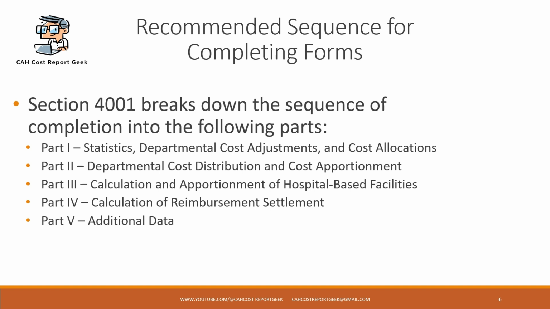Part 1, Statistics, Departmental Cost Adjustments, and Cost Allocations. Part 2, Departmental Cost Distribution and Cost Apportionment. Part 3, Calculation and Apportionment of Hospital-Based Facilities. Part 4, Calculation of Reimbursement Settlement. And Part 5, Additional Data.